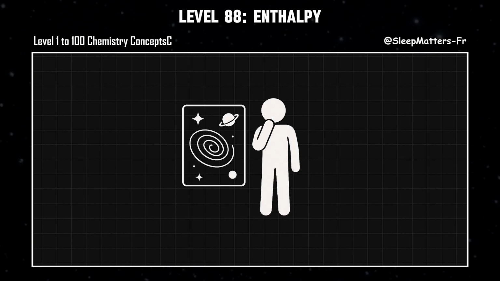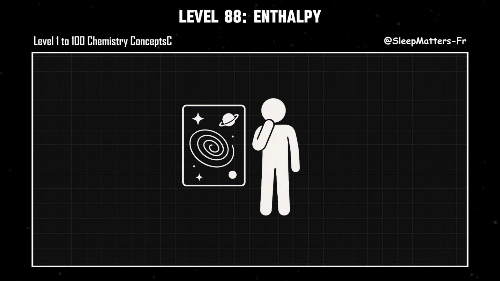Level 88. Enthalpy. Enthalpy is a concept that helps us understand how much energy is in a system. It is like the total energy that something has, including its heat. But how do we understand this? Imagine you are sitting by a warm fire. You can feel the heat on your skin. This heat is part of the enthalpy of the fire, but there is more.